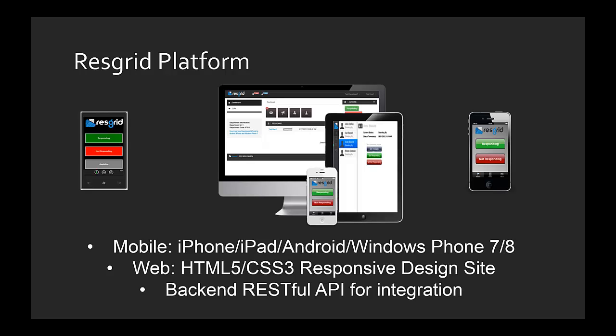Resgrid also has a back-end API. So we're not a replacement for anything. We would rather be a component in your organization. So we will allow you to integrate with any kind of software. We give you full access to this API that can be used over the internet. So you can hook it up in your CAD software, your reporting software, or any other kind of system. You just talk to your integration professional, you give them our API reference, and away you go.